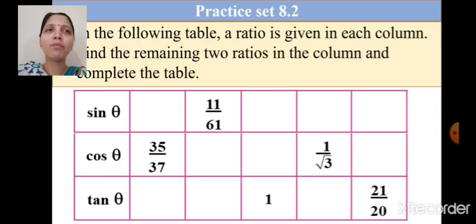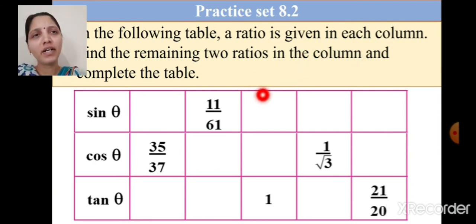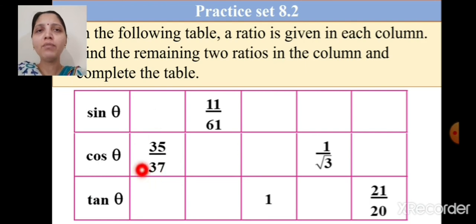Okay. Let's solve practice set 8.2. So first sum: in the following table a ratio is given in each column. Find the remaining two ratios in that column and complete the table. Now here trigonometric ratios are shown: sin theta, cos theta and tan theta. And any one ratio will be given to you and you have to find the other two ratios. So in the first column cos theta ratio is given and you have to find sin theta and tan theta.